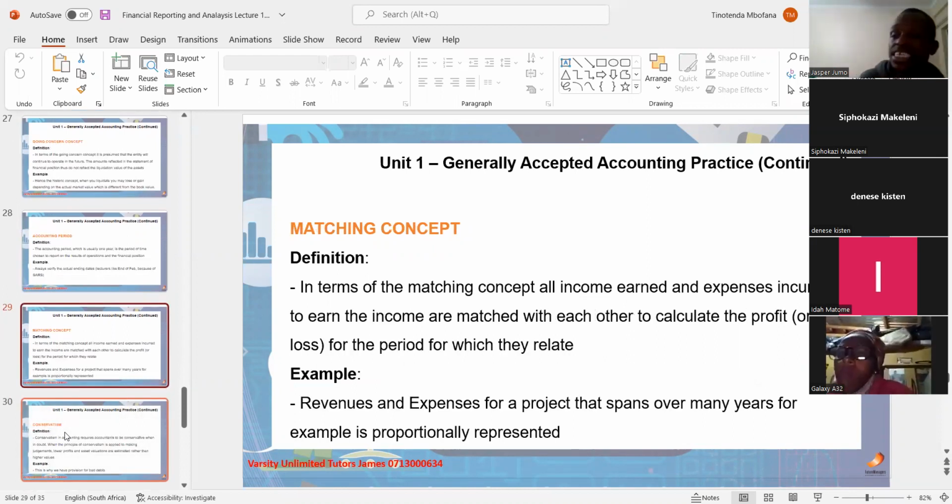Now let's go to the interesting concept, the matching concept, right? The matching concept simply says that you have to match income and expenses.